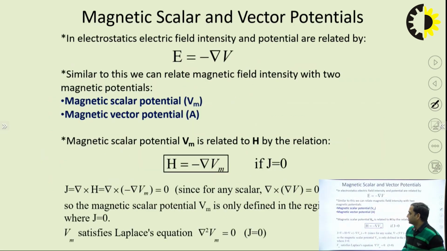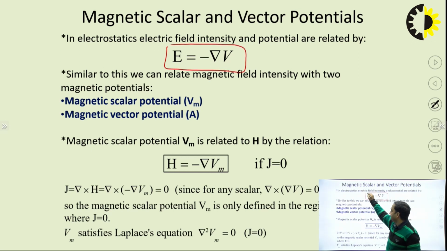The next point is the magnetic scalar and vector potentials. In electrostatics, we discussed the scalar potential, which we denoted by V, and the electric field is given by the minus gradient of V. Similar to this, we can relate the magnetic field intensity to two magnetic potentials: first the magnetic scalar potential, and second the magnetic vector potential.